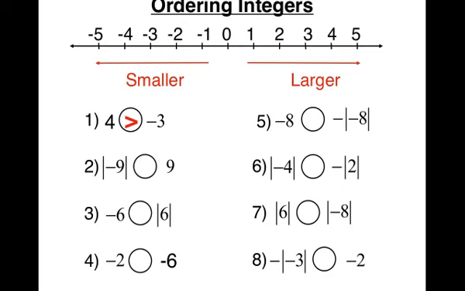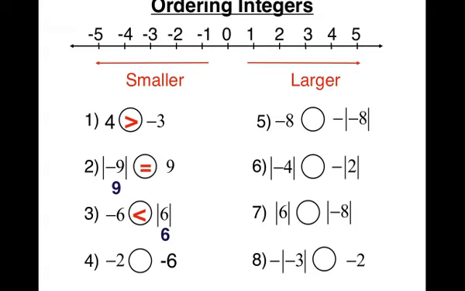Down below that, absolute value of negative 9 is 9. Distance from 0. 9 is equal to 9. I have negative 6 and absolute value of 6. Absolute value of 6 is 6. A negative is always smaller than a positive, so that's less than.